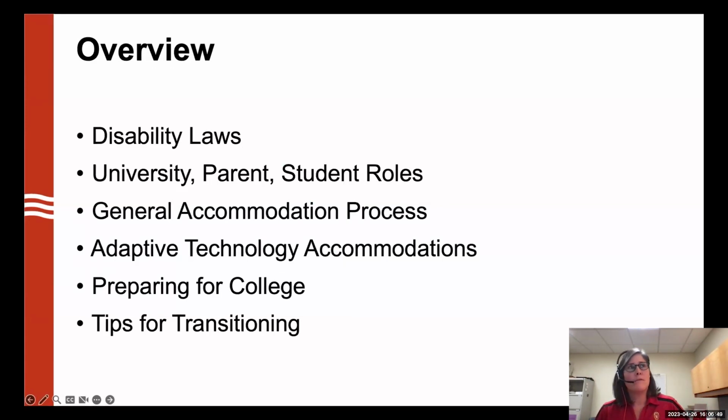So today we're going to talk about a couple different things. We're going to start with disability law, because disability law is different between K-12 and higher education. We're going to talk about university role, the parent role, and the student roles in accommodations in higher ed. We'll talk about general accommodation processes, and we'll also talk about adaptive technology accommodations. So what students might see in higher ed accommodations. And then also preparing for college. We're going to talk about how to prepare students for college, and then also those tips for transitioning into college.